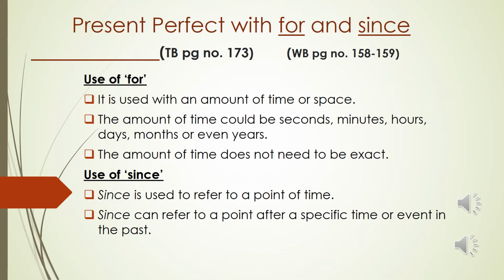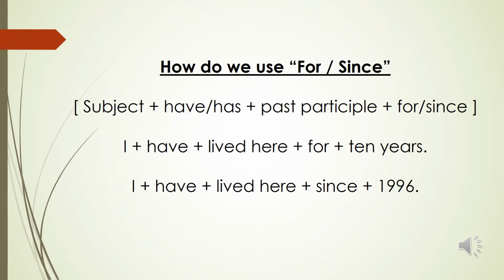Now students, what you have to do, go to your page number 158, 159 of workbook and do the related exercises. I have written down this concept like this. You can see in this slide, I have written the whole way of writing a sentence. Number one, we use subject, then has or have, then past participle, which means third form of verb, and then for and since. I have taken two sentences of the same type, but for and since have been used differently.